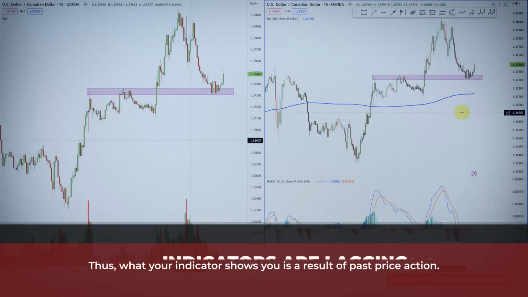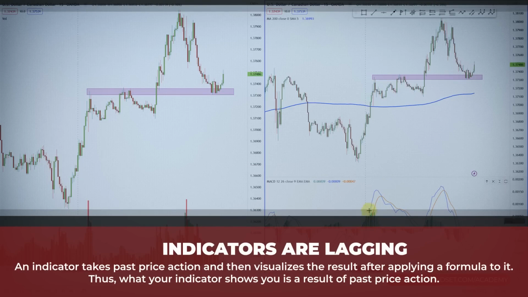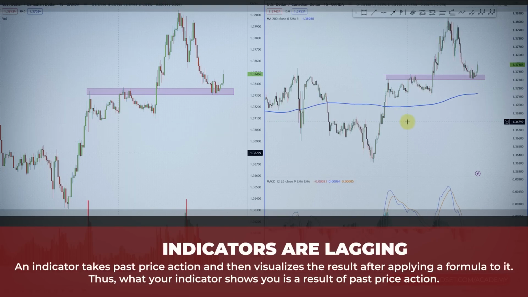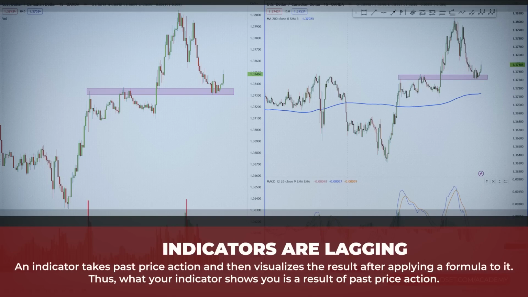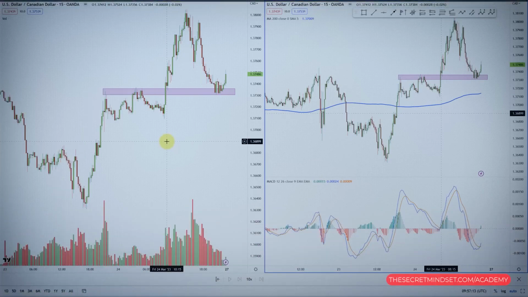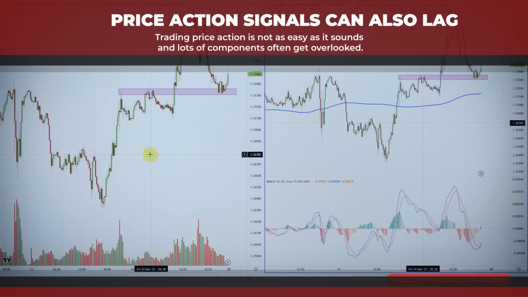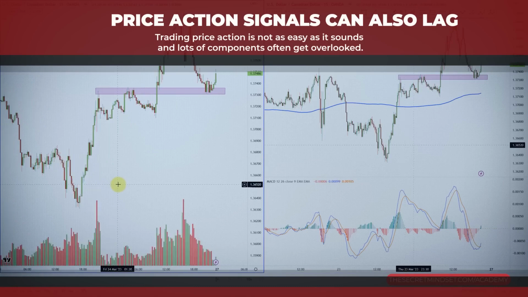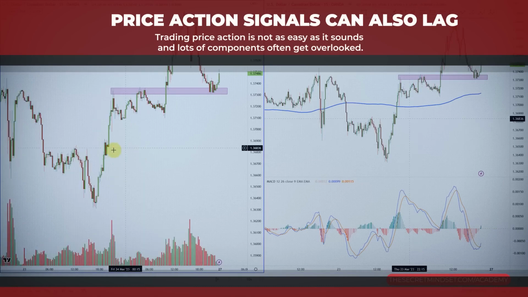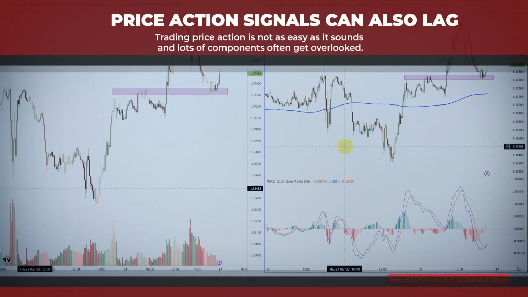First, you already know that most indicators are lagging. An indicator takes past price action and then visualizes the result after applying a formula to it. Thus, what your indicator shows you is a result of past price action. But at the same time, price action signals can also lag, or better said, can offer late signals. Trading price action is not as easy as it sounds, and lots of components often get overlooked.